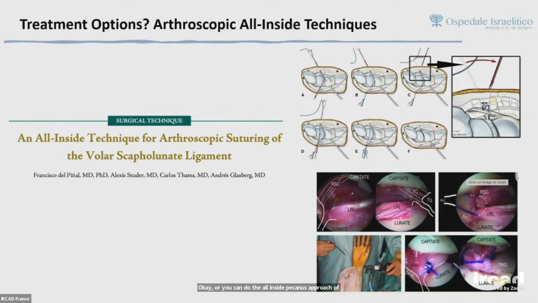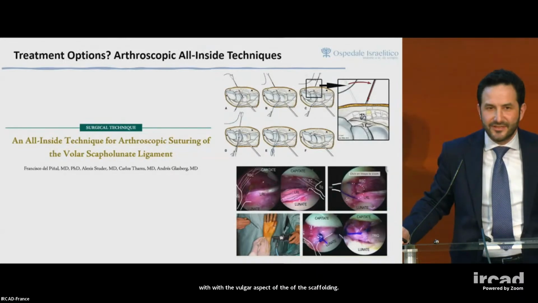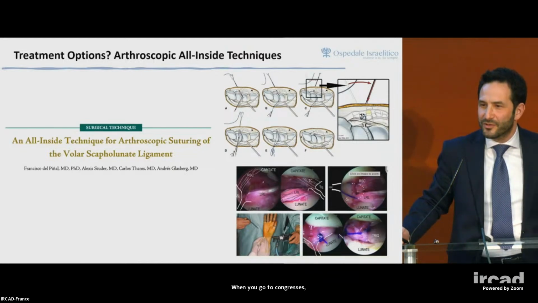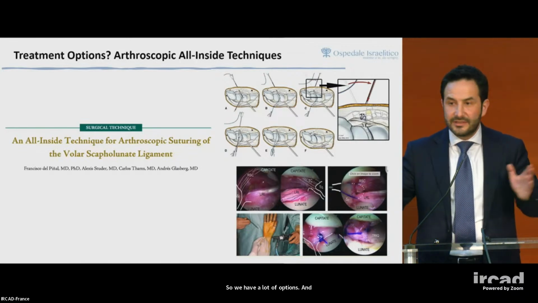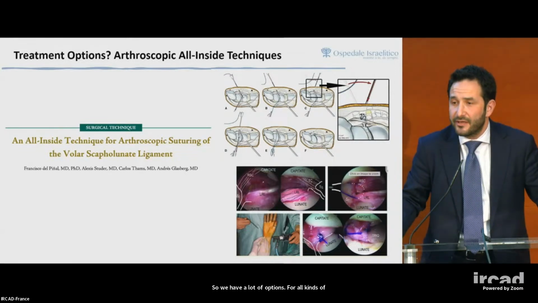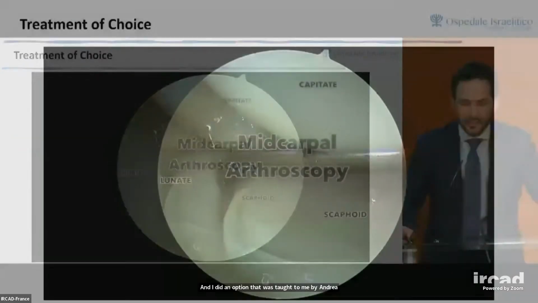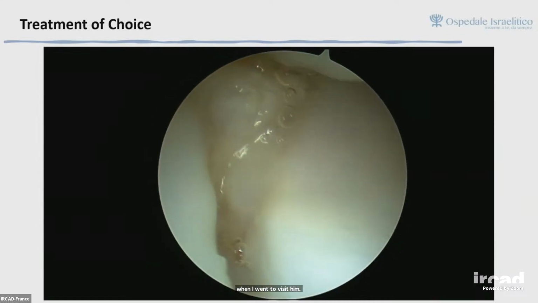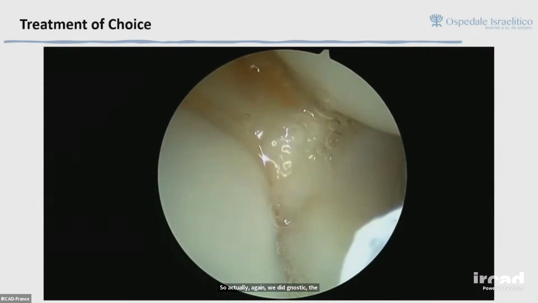So there are a lot of options to deal with the volar aspect of the scapholunate, but nobody speaks about it. When you go to congresses, everybody speaks about the more important brother, the dorsal part. So we have a lot of options for all kinds of skills. I did an option that was taught to me by Andrea when I went to visit him. Again, we diagnose the scapholunate volar portion lesion.